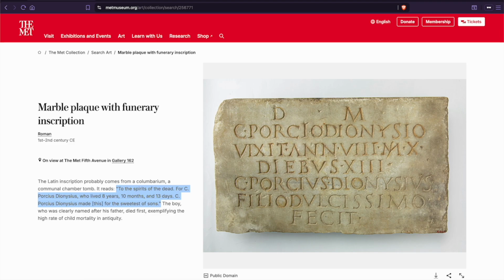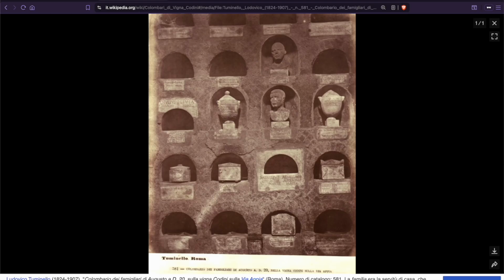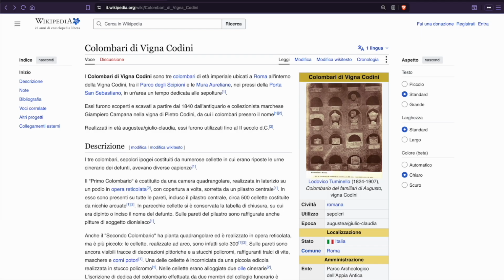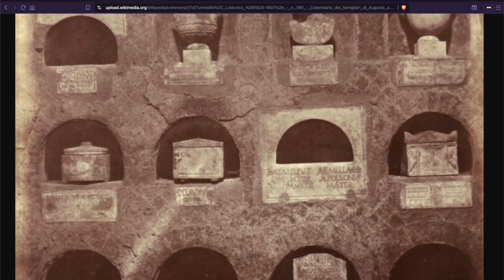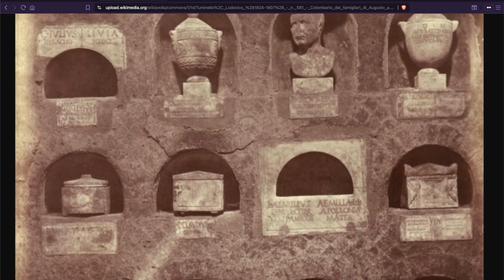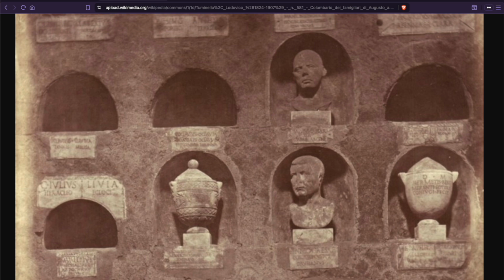What is a columbarium? I wanted to show you one, just so you have a rough idea where this comes from. There is a very famous columbarium in Rome. There are many actually, but this one is fairly famous. This is from Vigna Codini. And as you can see, this is a columbarium. That is a communal place for tombs.